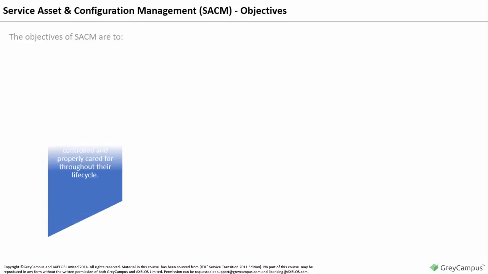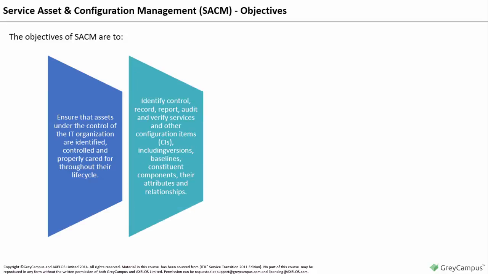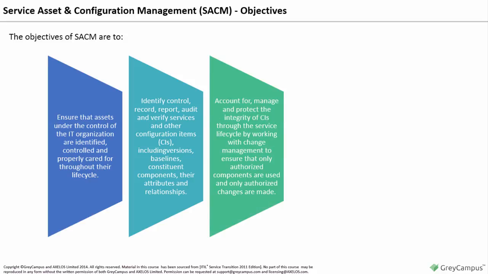Service Asset and Configuration Management, SACM, objectives. Ensure that assets under the control of the IT organisation are identified, controlled and properly cared for throughout their life cycle. Identify, control, record, report, audit and verify services and other configuration items, CIs, including versions, baselines, constituent components, their attributes and relationships. Account for, manage and protect the integrity of CIs through the service lifecycle by working with change management to ensure that only authorised components are used and only authorised changes are made.